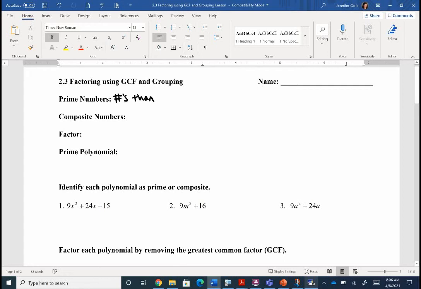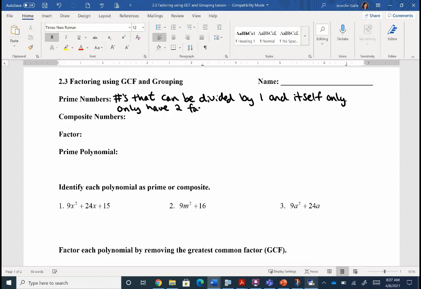Numbers, let's rewind that. Numbers that can be divided by 1 and itself only. Or in other words, another way you can phrase it, they only have 2 factors, 1 and itself.